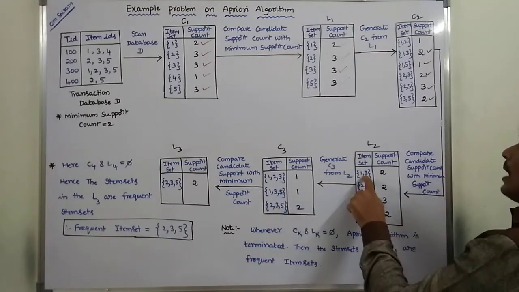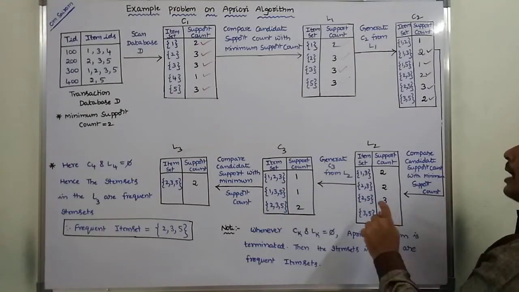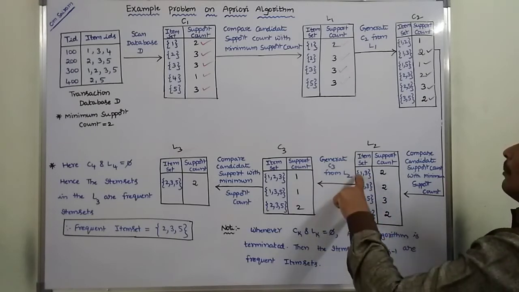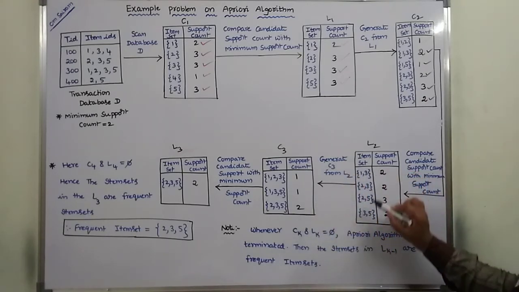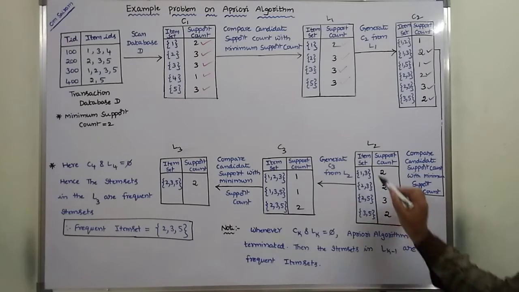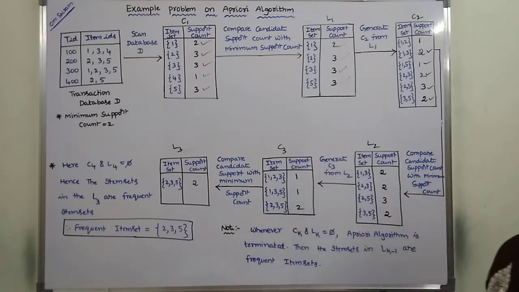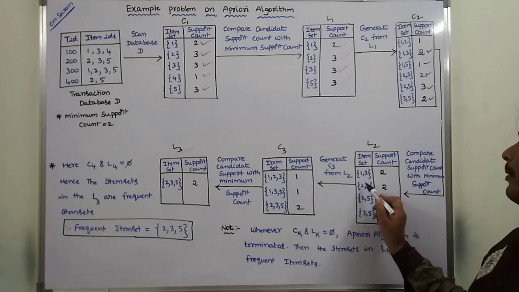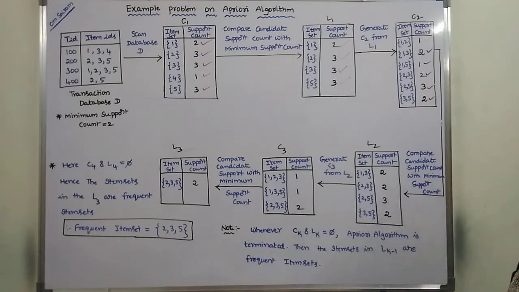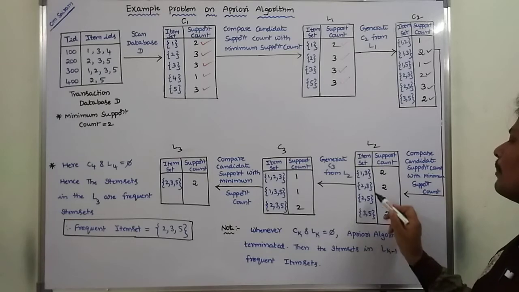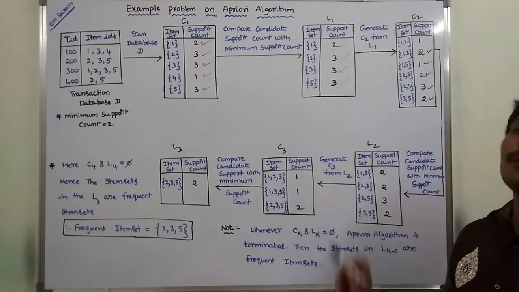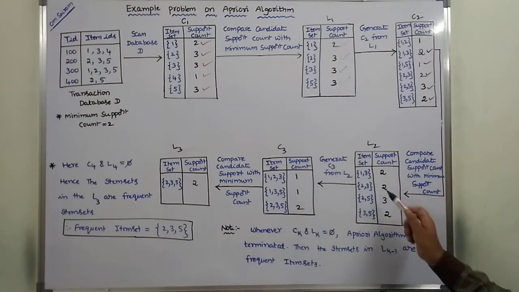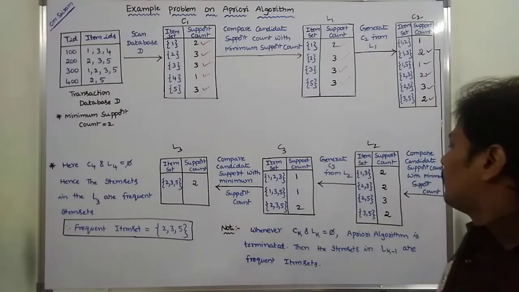Next, 1 comma 3 and 3 comma 5. By clubbing these two, with 3 common between them, we get 1 comma 3 comma 5. Next, 2 comma 3 and 2 comma 5. Among them, item 2 is common. By combining them, we get 2, 3, 5. Next, there are no other item sets remaining. Okay.